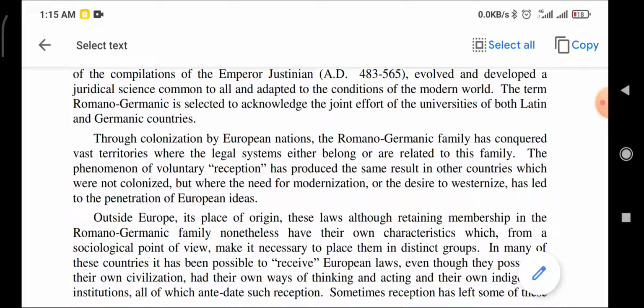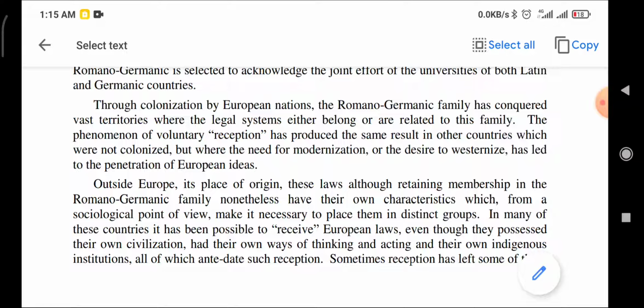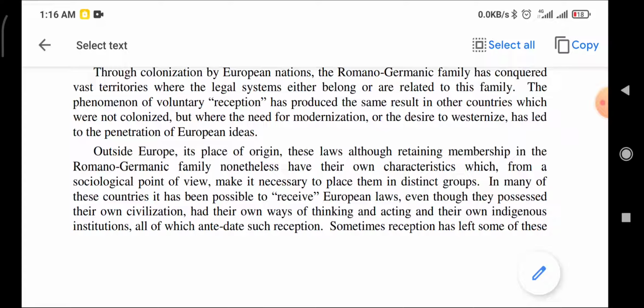nonetheless have their own characteristics which, from a sociological point of view, make it necessary to place them in a distinct group. In many of these countries, it has been possible to receive European laws even though they possessed their own civilization, had their own ways of thinking and acting, and their own indigenous institutions, all of which antedate such reception.